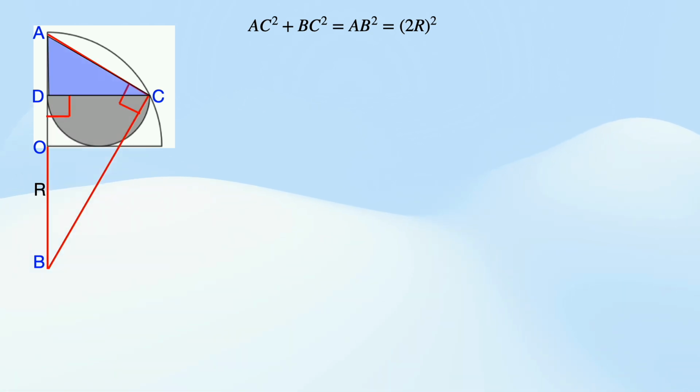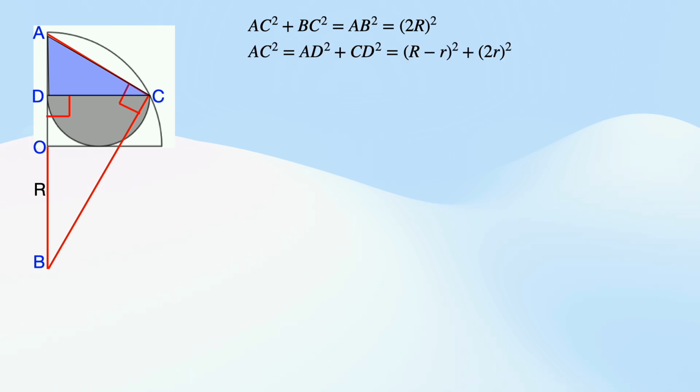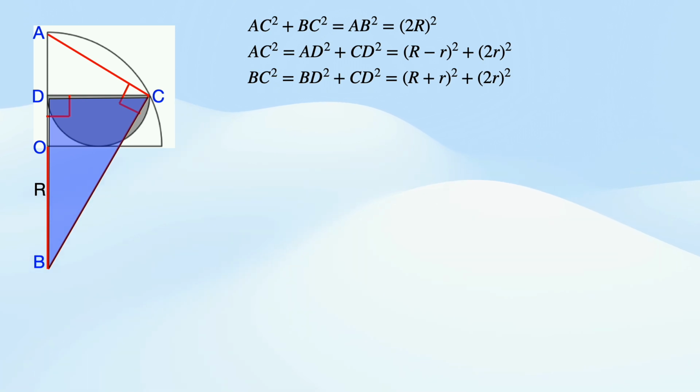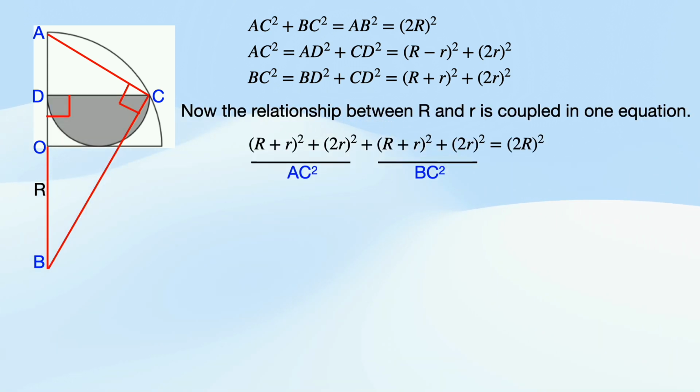Yes. In the right-angled triangle ADC, we get AC squared is equal to AD squared plus CD squared. Here AD is big R minus small r and CD is 2 small r, so substituting these expressions gives us AC squared is equal to (R minus r) squared plus (2r) squared. Using the same principle for the right-angled triangle BDC, we also find that BC squared is equal to BD squared plus CD squared, and we can write it in terms of big R and small r.